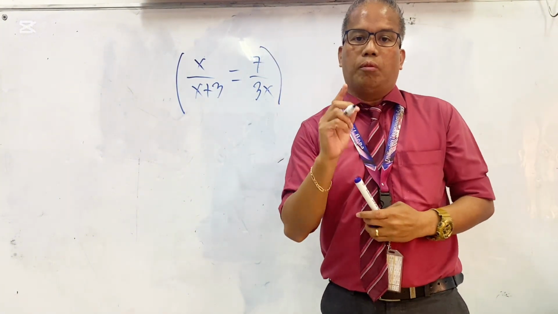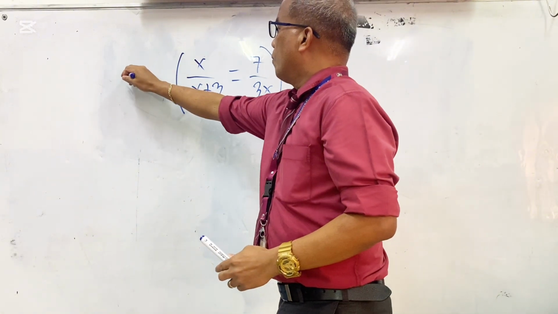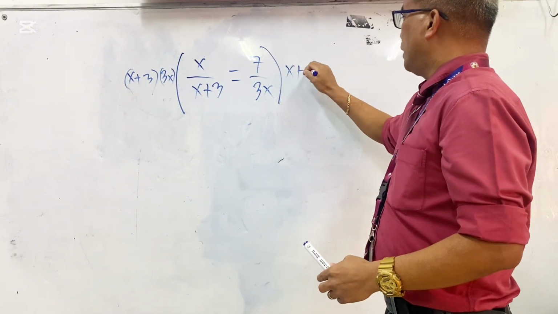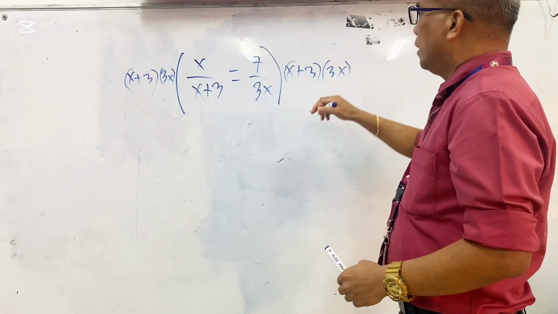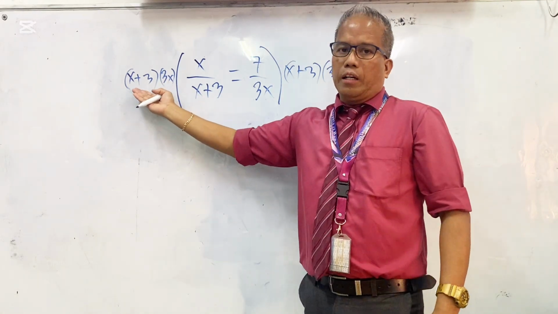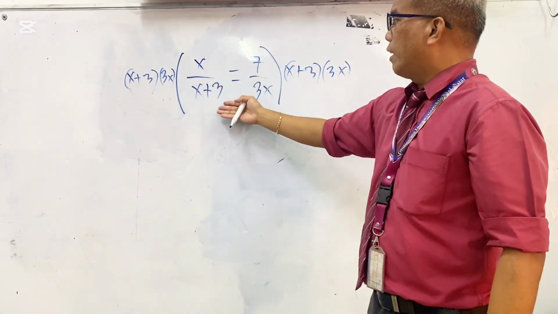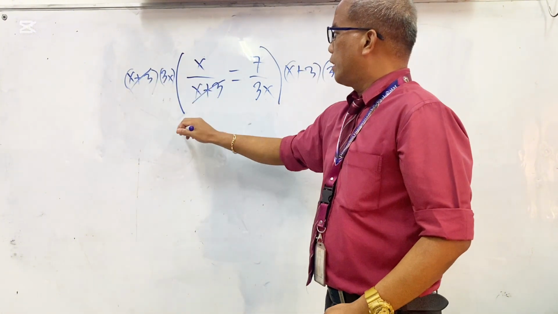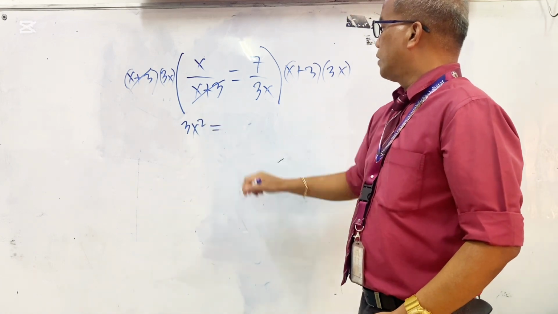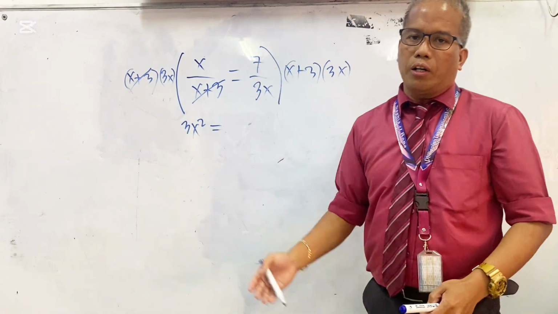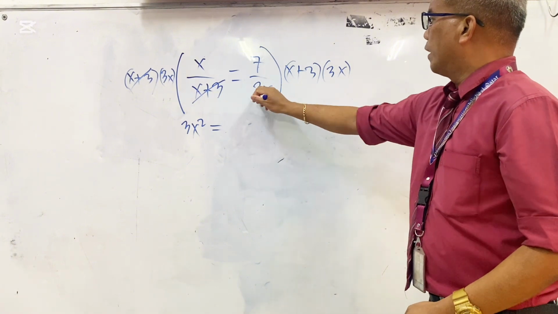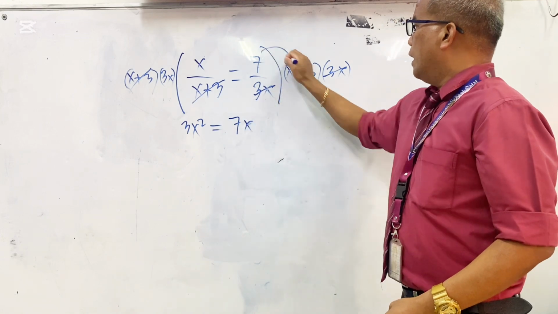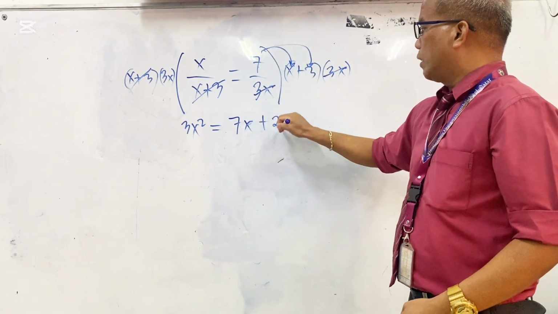So all you have to do is multiply both sides of the equation by x plus 3 times 3x. If we multiply x plus 3 and 3x to x over x plus 3, of course we will cancel x plus 3. And then 3x times x equals 3x squared, is equal to multiplying 7 over 3x to the LCD. So we will cancel 3x and 3x. So we have now 7 times x equals 7x. Then 7 times 3 is equal to 21.